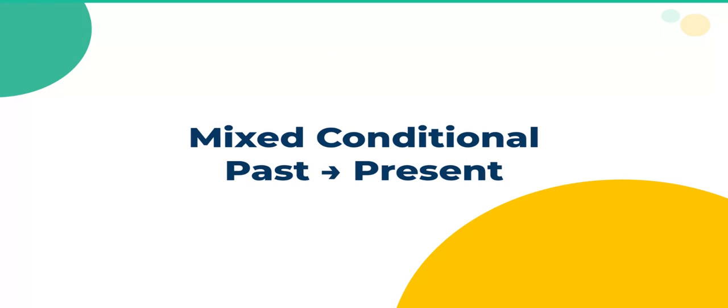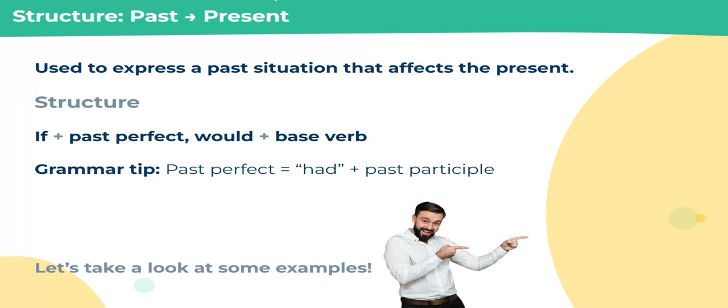Let's think about how mixed conditionals form from the past to the present. These are used to express a past situation that affects the present. So in our structure, we can use if plus the past perfect, and then in the other clause, would plus a base verb. The grammar tip here is past perfect equals had plus past participle.